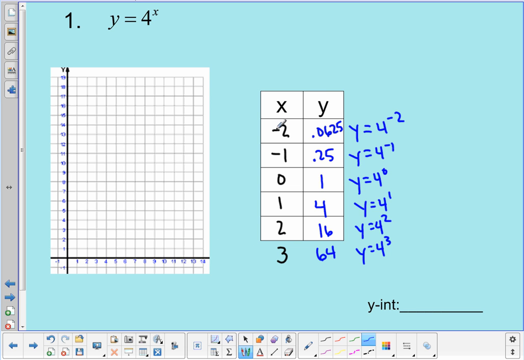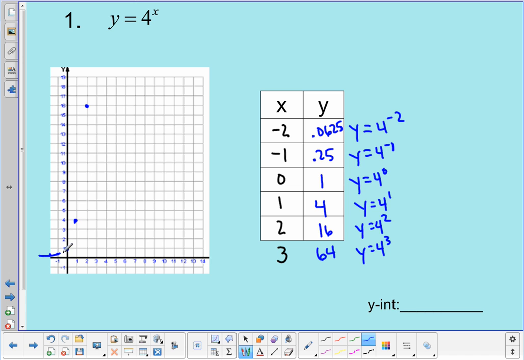So let's talk about what this graph looks like. Over here at -2, it's at the very edge of your coordinate plane. At -2, I'm at 0.0625, barely, barely above the x-axis. And then at -1, I'm at 0.25, still very close to the x-axis. Then when I get to 0, I'm up here at 1. At 1, I'm at 4. At 2, 16. And then 3 is 64, and that's going to go really high off your coordinate plane. So here's kind of a picture of what these graphs look like.